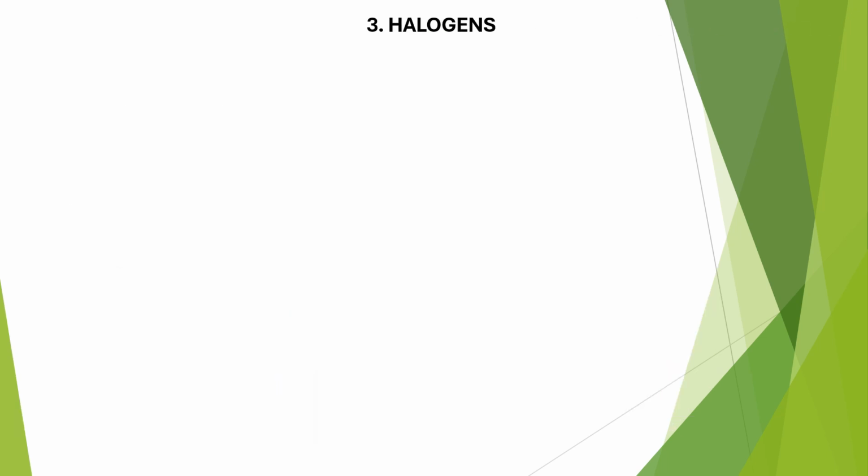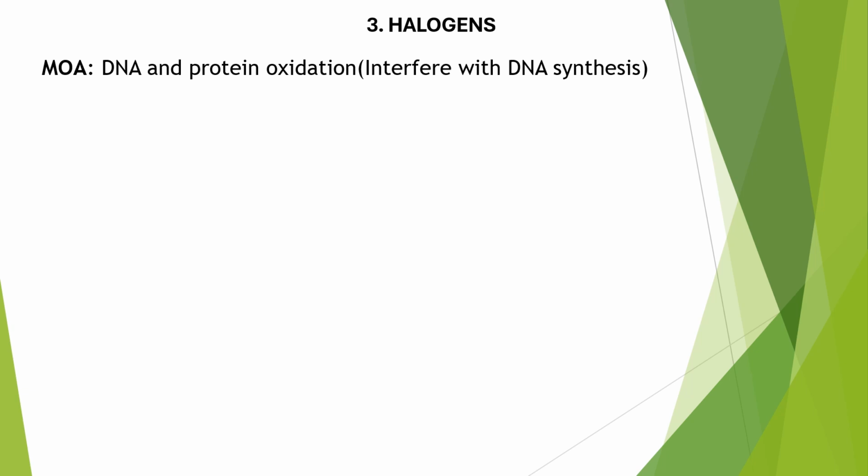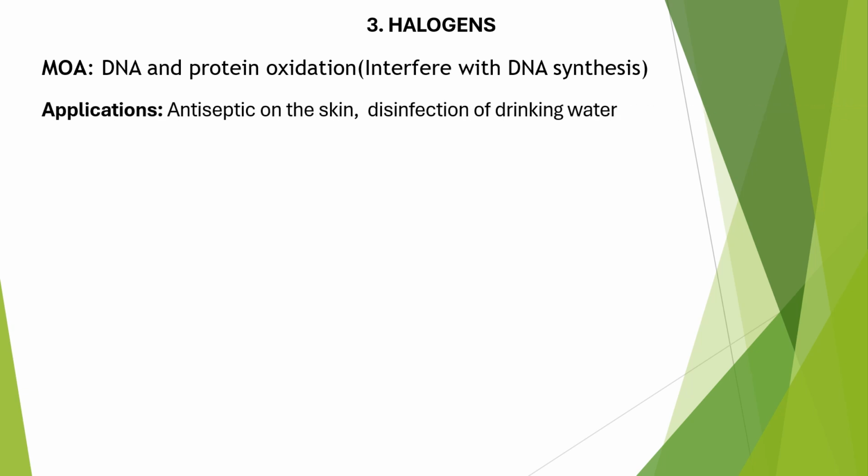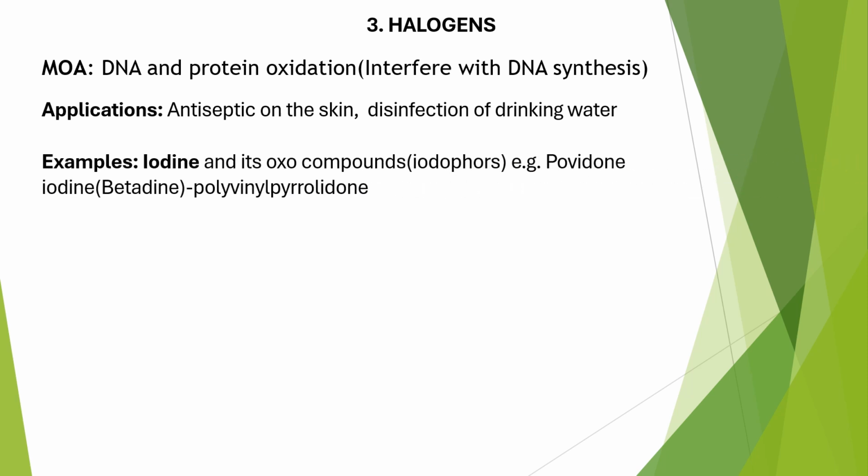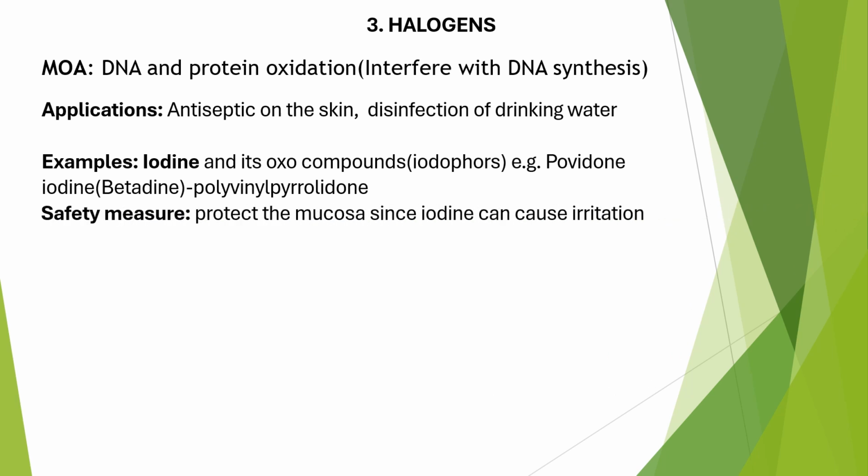We still continue with halogens, and we've already looked at chlorine and its compounds. Here we look at iodine and its compounds. These cause DNA and protein oxidation, and they interfere with DNA synthesis. They are used as antiseptics on the skin, and they can also be used in disinfection of water. We have iodine itself and povidone iodine, which is also known as polyvinyl pyrrolidone.